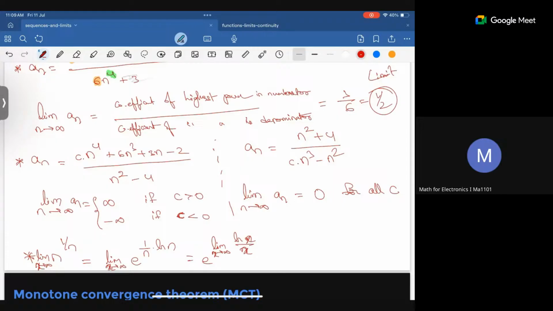So I'm taking e power ln, so that this will become like this, and then I have to use L'Hopital. If I use L'Hopital, I will have 1 by x. As x tends to infinity, 1 by x becomes 0. E power 0 will become 1. So this will go to 1.